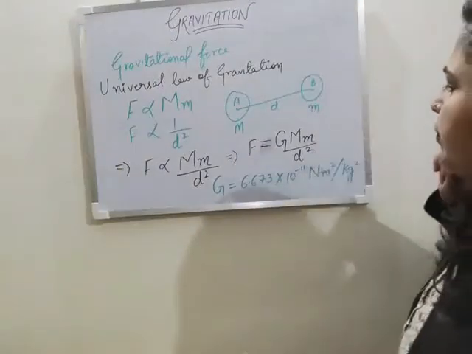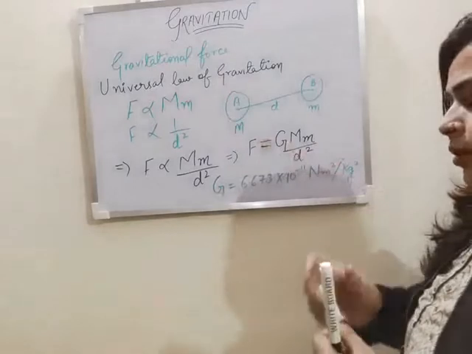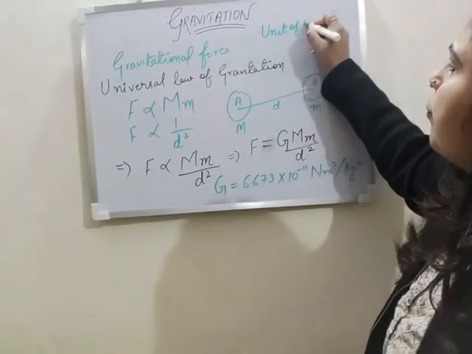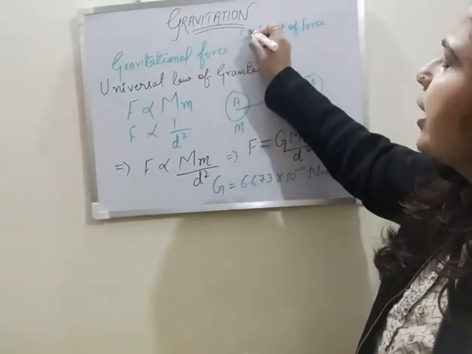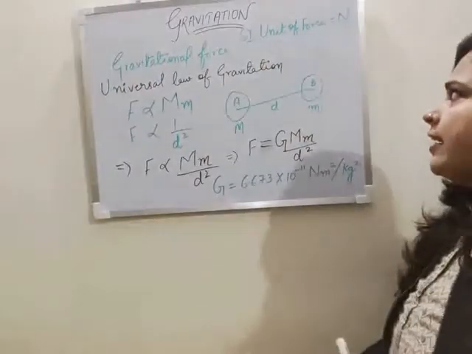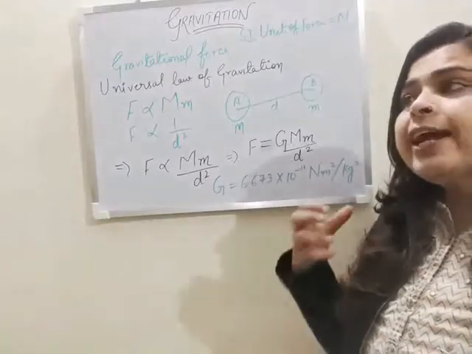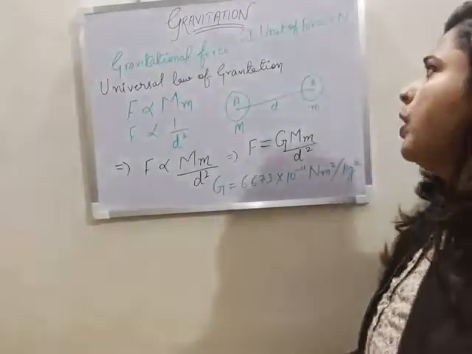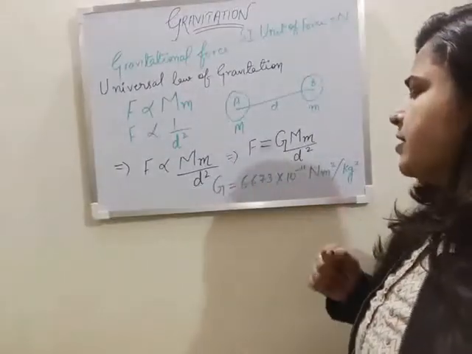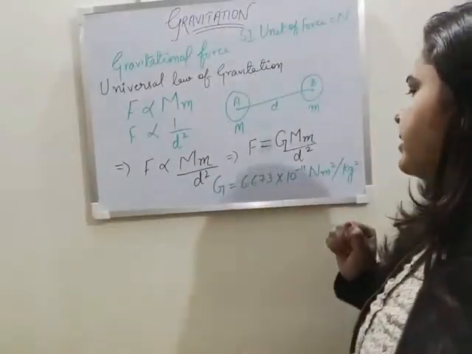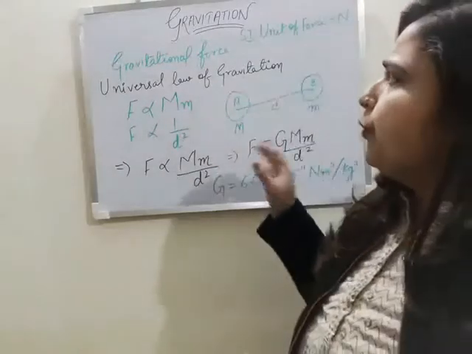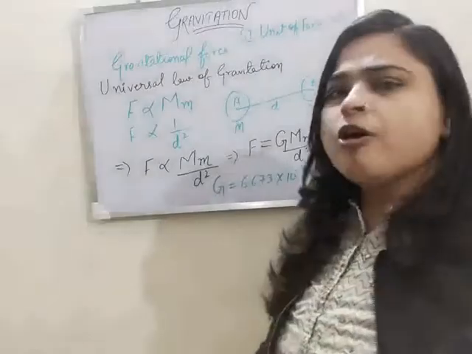Now, students, the SI unit of force is Newton. SI stands for standard international, which means the unit which is considered internationally. So the SI unit of force is Newton, and the gravitation constant is 6.673 into 10 to the power minus 11 Newton meter square per kilogram square. So here I have told you about gravitation force and the universal law of gravitation.